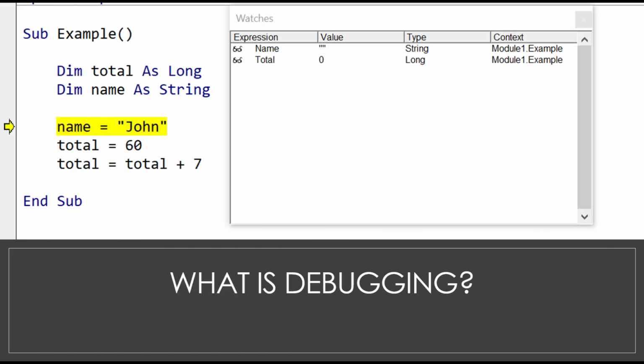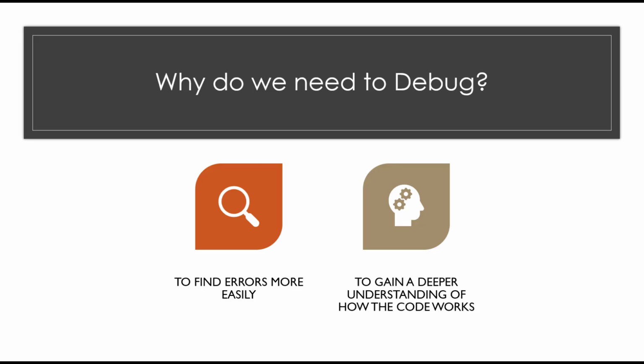What is debugging? Debugging is simply stepping through our code line by line as it runs and checking the values of variables. So that's debugging in very simple terms. Why do we need to debug? Well, we do it to find errors in our code more easily, especially more complex ones that are not easy to locate. And secondly, we do it to gain a deeper understanding of how the code works.